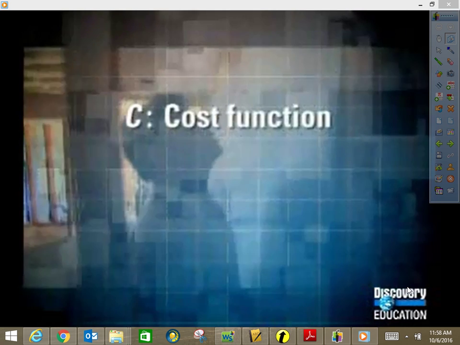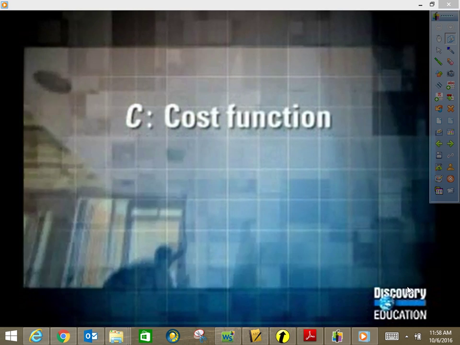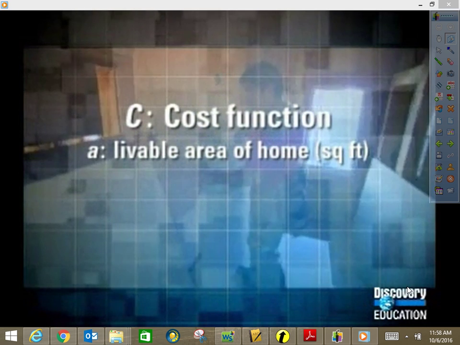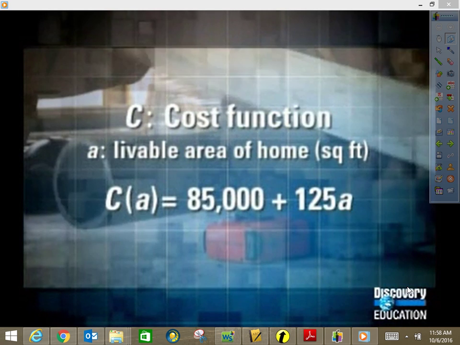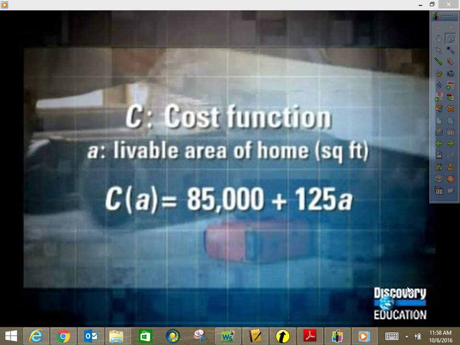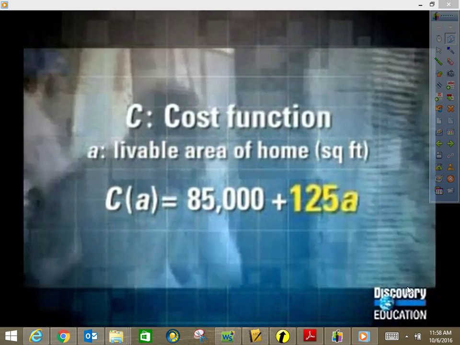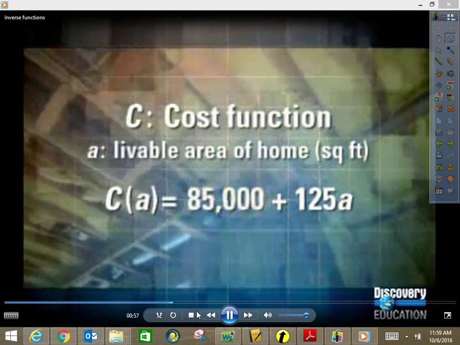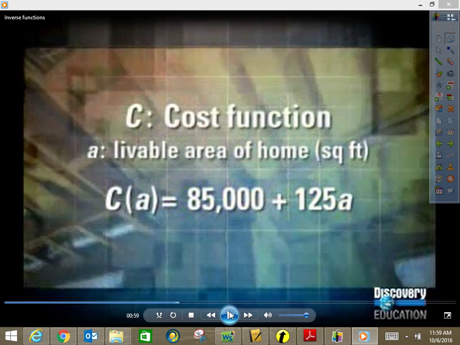Let's call this the cost function C, noted with a capital C, and use lowercase a for the area in square feet. So C of A equals 125 times A plus 85,000. A times 125 is the construction cost, and 85,000 is the cost of the lot.